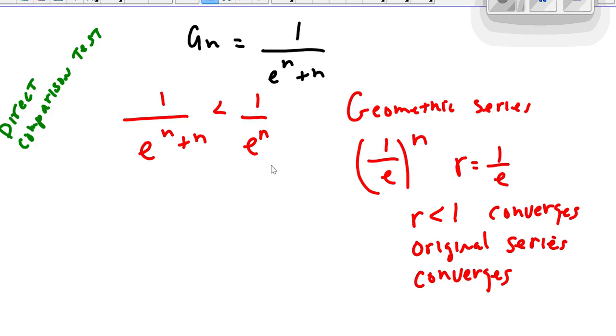So this one is a simple geometric series, 1 over e. So my r is 1 over e. Since r is less than 1 and it converges, the original series then has to be convergent because of the direct comparison test. So remember, you have to choose a b sub n that's larger than your a sub n in order for that to work.